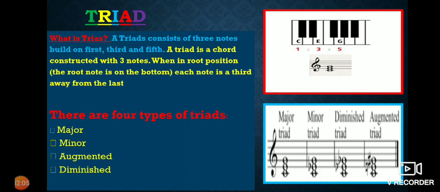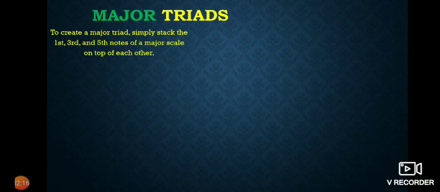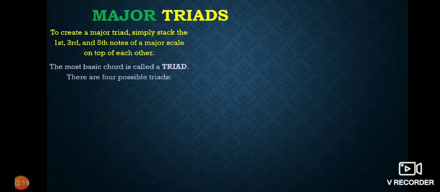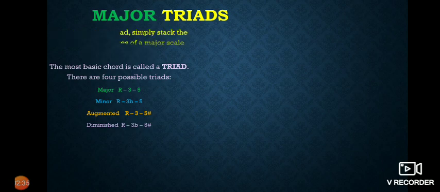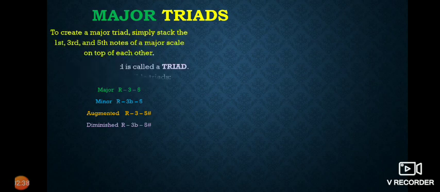If you look at the keyboard on your screen, you see the first note, which is C, number 1. And the third note is E, which is number 3. And the next one is G. I want to look into 4 aspects of triad. We have 4 types of triad: major triad, minor triad, augmented triad, and diminished triad. Now let's move to the major triad.